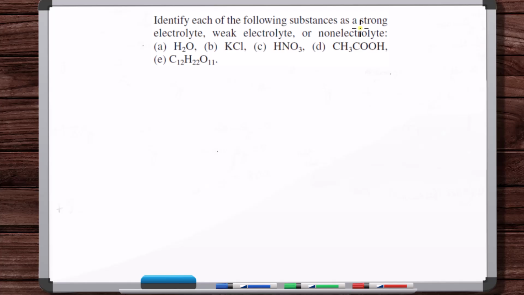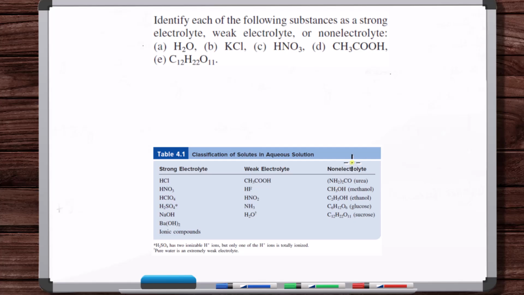Identify each of the following substances as a strong electrolyte, weak electrolyte, or non-electrolyte. Okay, so you can either Google, so make sure you've got a good quality reference if you Google this, or check your chemistry textbook. Let's get a chart for electrolytes. Okay, you don't have to memorize this. You just make sure you have a good reference for it. All right, H2O. H2O is classified as a weak electrolyte. It gives a note here. Pure water is an extremely weak electrolyte.